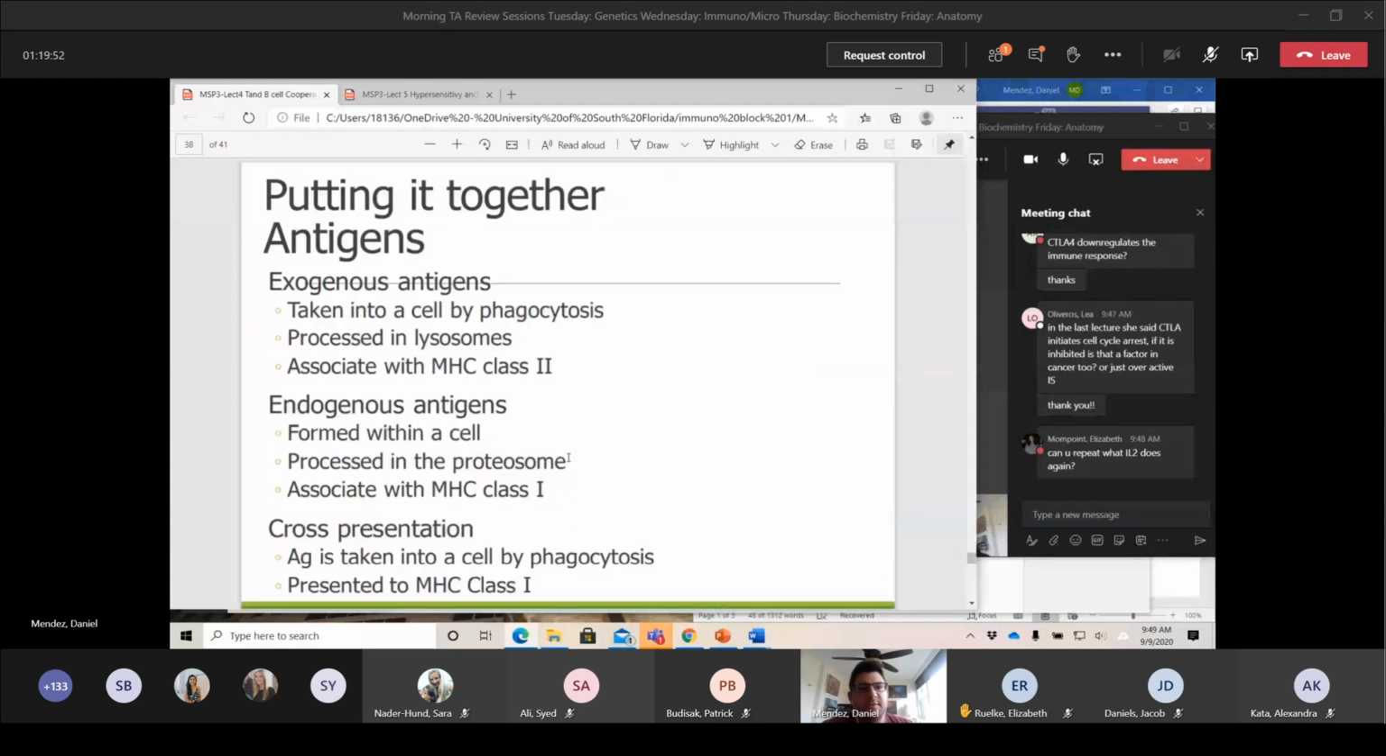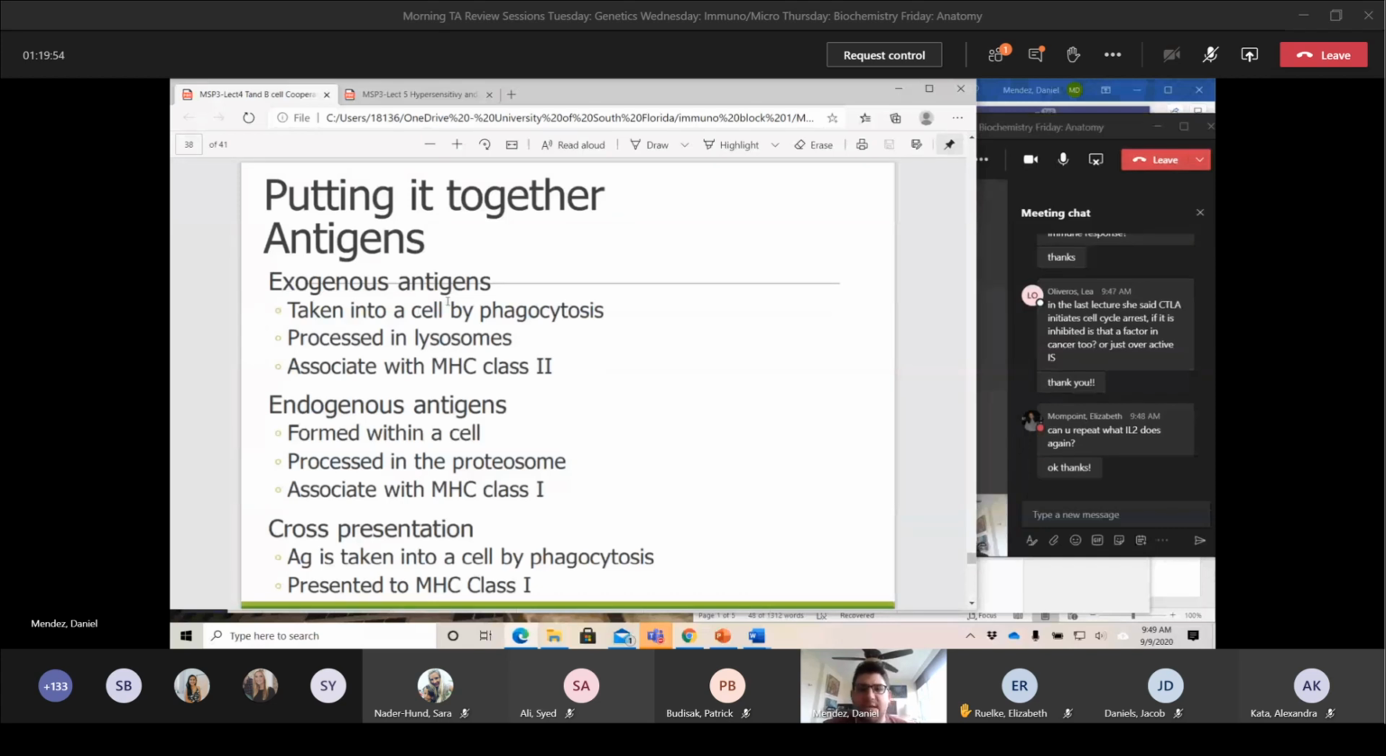All right, so putting it together with antigens, make sure you know these. Once again, she is really good at summarizing this information. This is just the bare bones; you need to add onto this information. The summaries themselves are not enough to score on the tests.